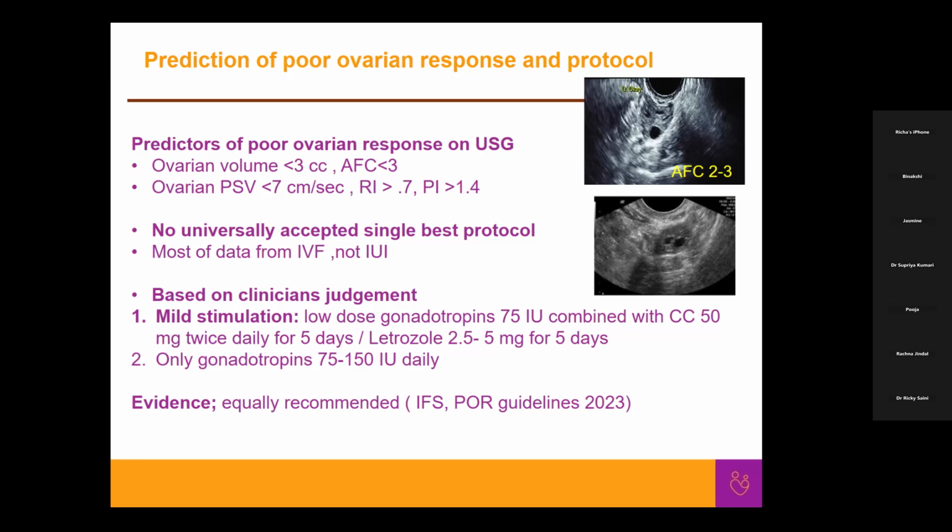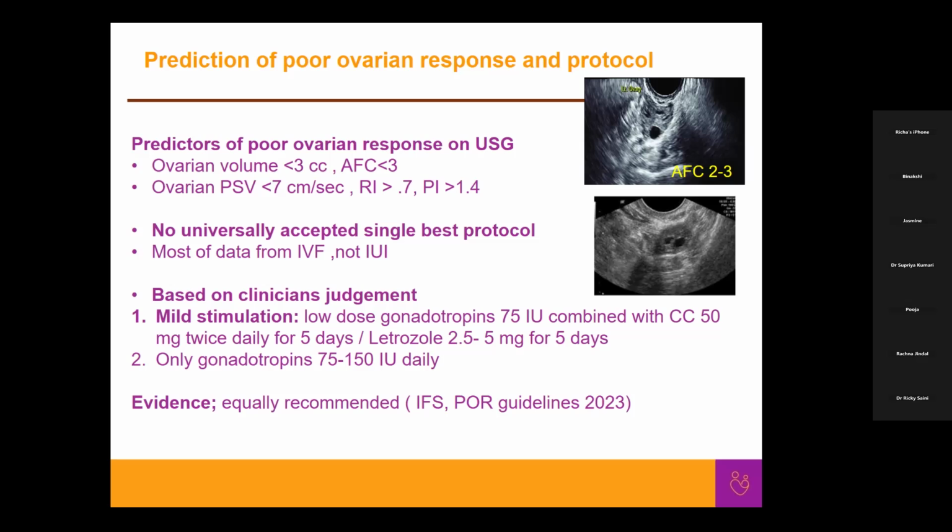Then coming to the poor ovarian response. The predictors for poor ovarian response on ultrasound are: ovarian volume less than 3 cc, AFC less than 3, ovarian peak systolic velocity less than 7, RI more than 0.7, and PI more than 4. See, ovarian blood flow is very, very important in prediction of ovarian response. A good ovary has a very high systolic velocity, and if the systolic velocity is less, this ovary is not going to respond very well.